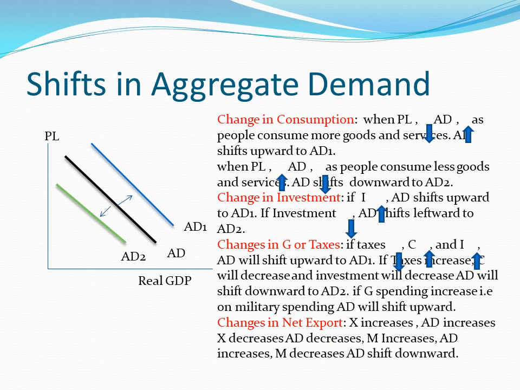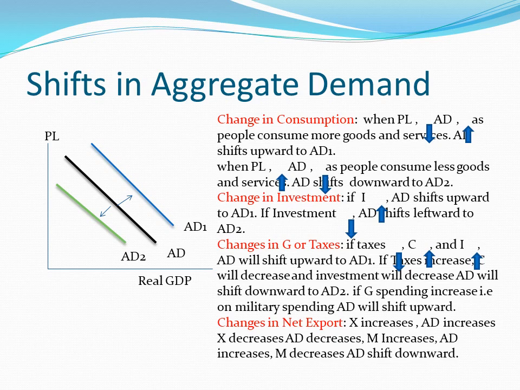So what happens to government spending? Here you can say if government spending increases, let's say the government is spending to buy more aircraft, or they are spending on the military, the aggregate demand curve will shift upward from AD to AD1. So the last point is changes in net exports.